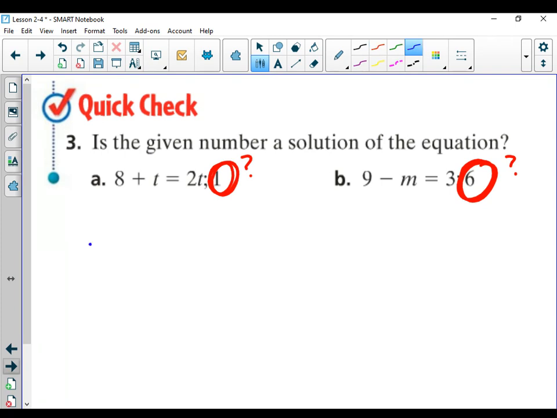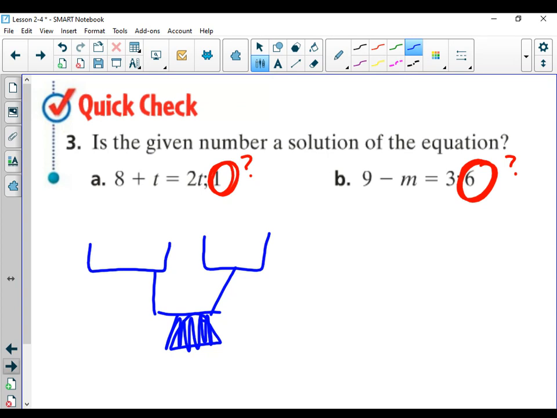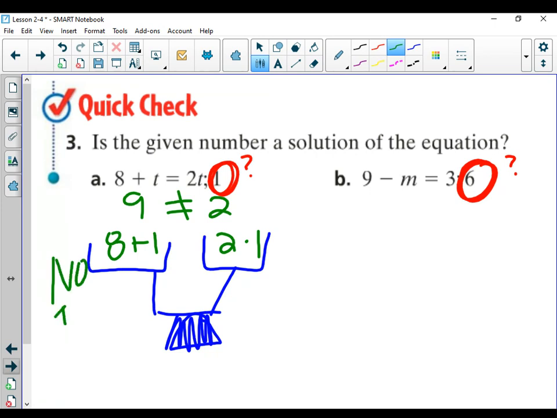So, back to my balance. Test 1 in the spot of t. Is it going to balance out? Well, the left side is 9 and the right side is 2. Definitely not equal. Is 1 a solution? No. 1 is not a solution.